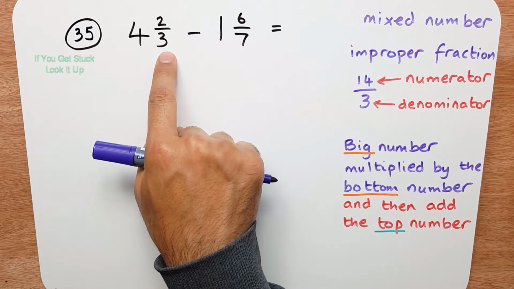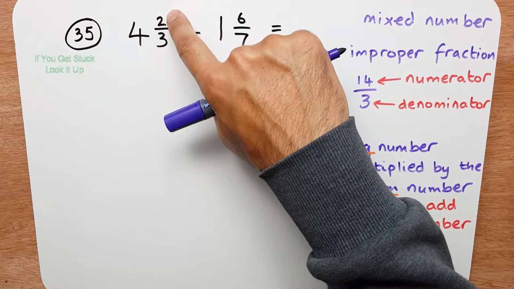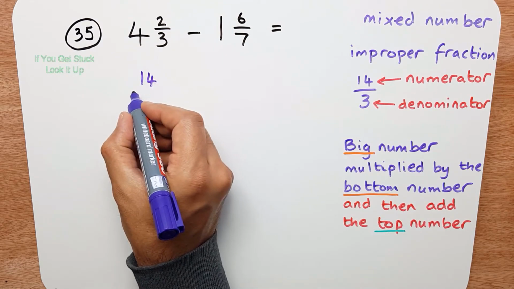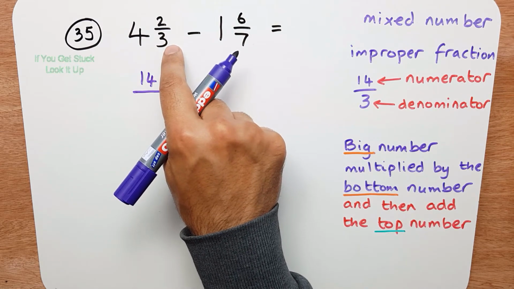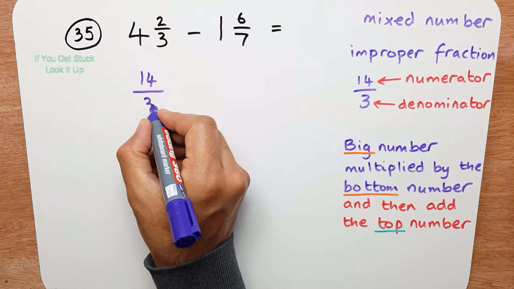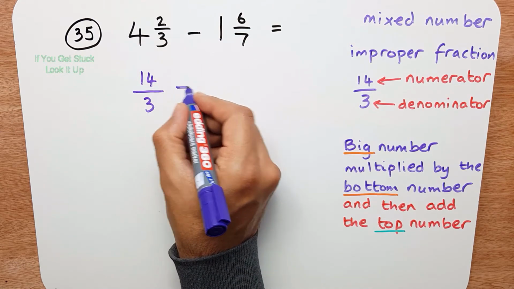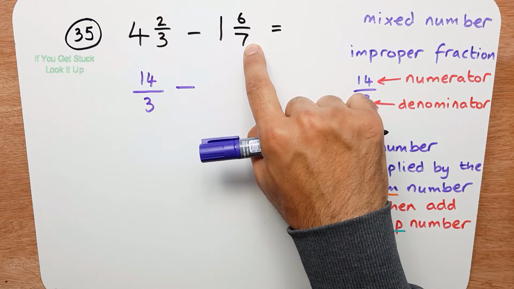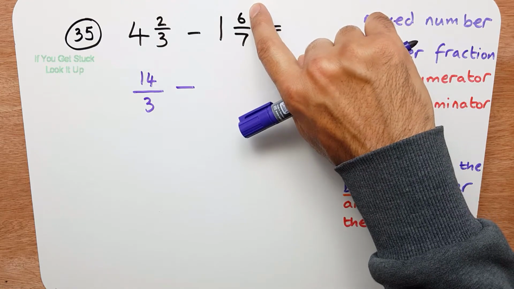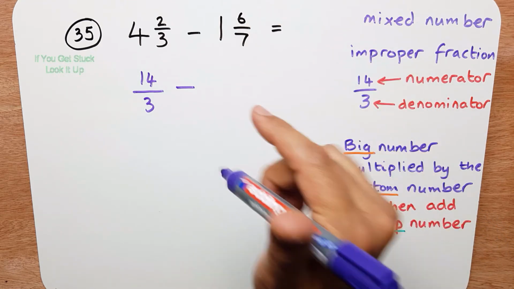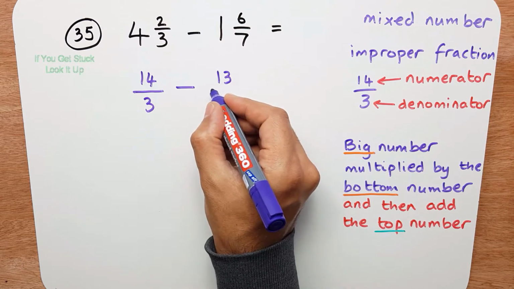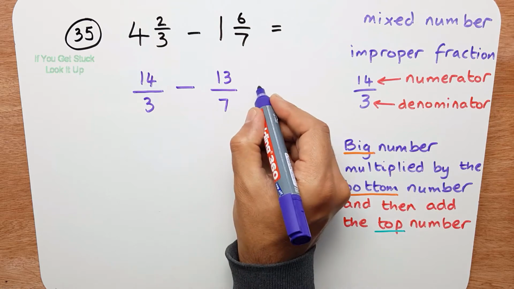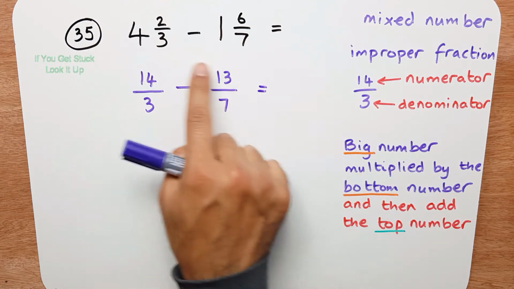4 times 3 is 12, plus the 2 is 14. So I write 14 at the top, fraction line, and the 3 goes at the bottom. Minus, again, 1 times 7 is 7. Add the 6 is 13. So 13 goes at the top, fraction line, and the 7 goes at the bottom. So now this is our calculation.